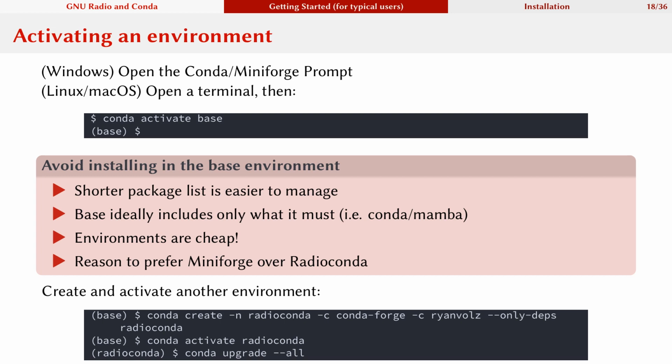So if you do have miniforge, you can create and activate another environment with all of the Radio Conda packages by doing a conda create command and naming that environment radioconda. You can tell it to install from the conda-forge channel and my personal channel. And you only want it to install the dependencies of the radioconda meta package, and that'll install all of the packages that come with Radio Conda. Then you can activate that radioconda environment, and as you're using it, if new packages come out, you can upgrade them with the conda upgrade command by using the --all flag.